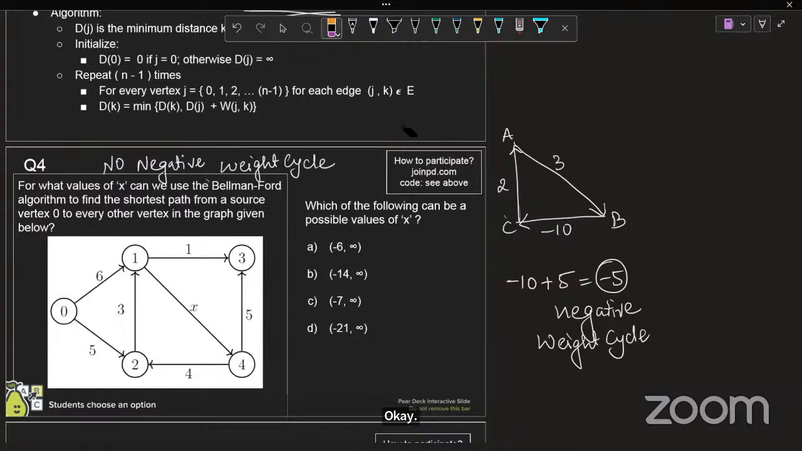The overall weight should be non-negative. Remember this, if you have a cycle, the overall weight will be non-negative.